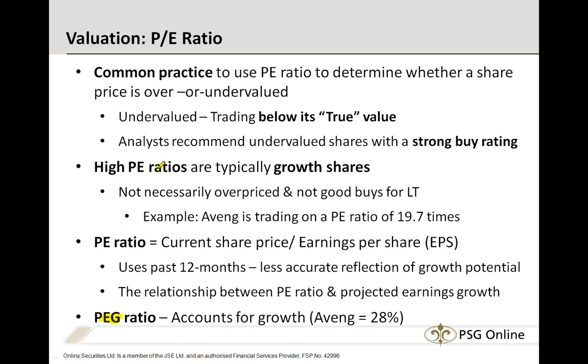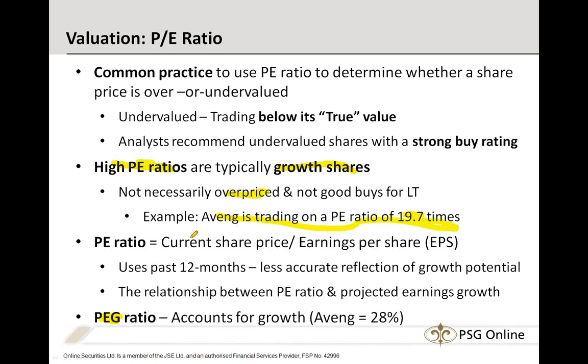Now, historically, high PE ratios are typically growth stocks. Now, a lot of people shy away from them. I said just now you want to go for shares with a low PE multiple. So they're not necessarily overpriced or necessarily ignored as a long-term investment. For example, Avang right now is trading on a PE of 19, but it's still considered cheap. How do I say that? You have to bring into the other side of the equation the growth.